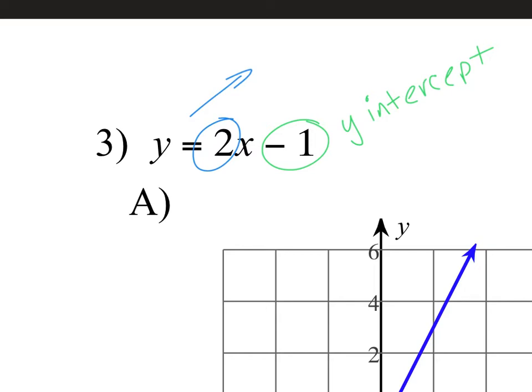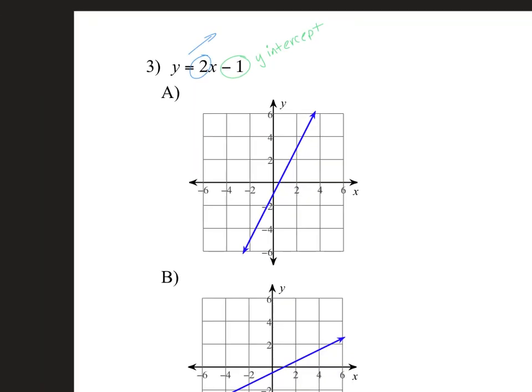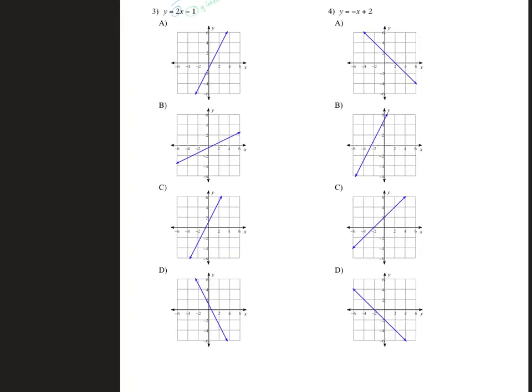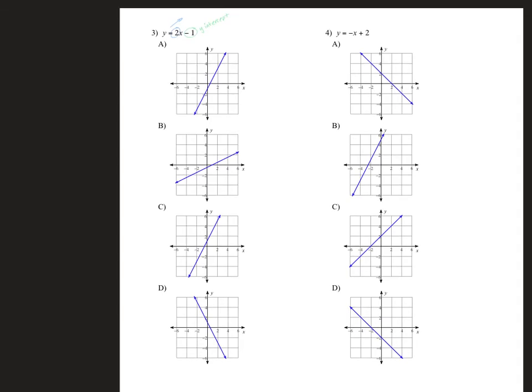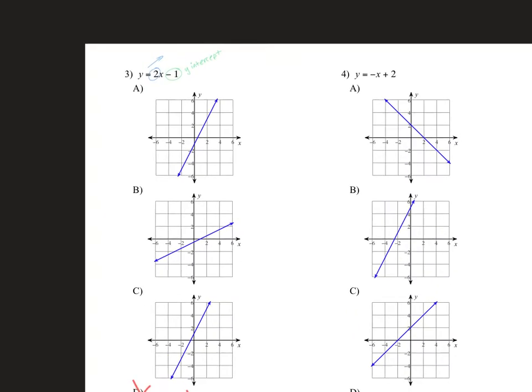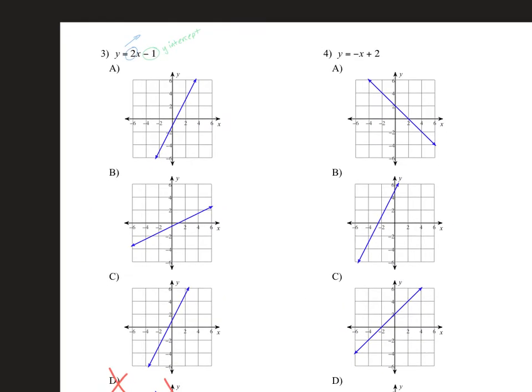So let's see if we can narrow it down just a little bit by zooming out. Without getting more in depth for the slope, the only one that we can really knock out at this point is D, because D is the only one that has a negative slope when we know that the correct answer should have a positive slope. So I'm going to zoom in a little bit more on these. I'm going to look at the y-intercept and see if that helps me. And again, the y-intercept is a negative 1.